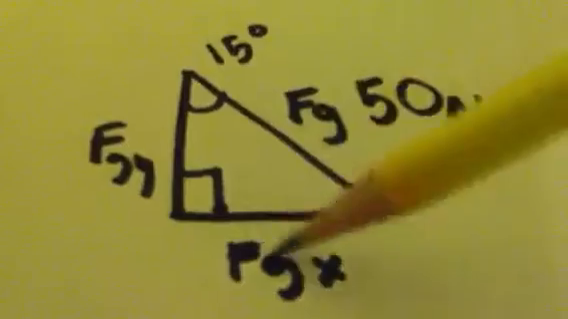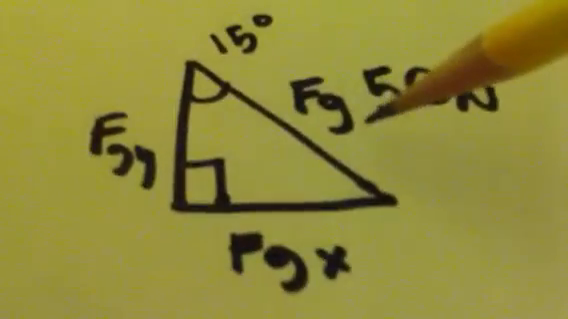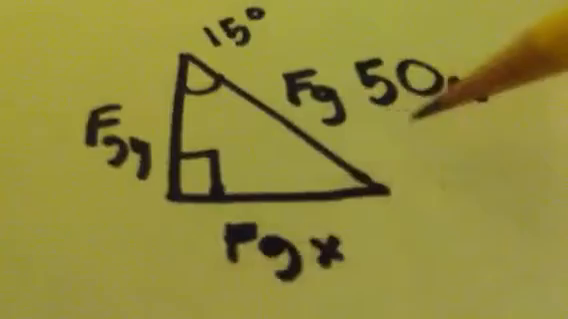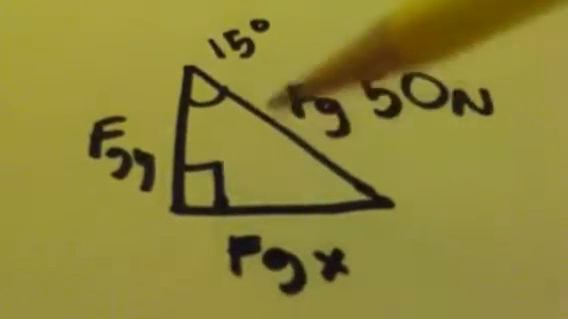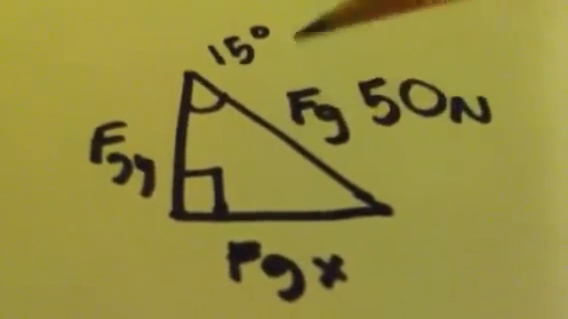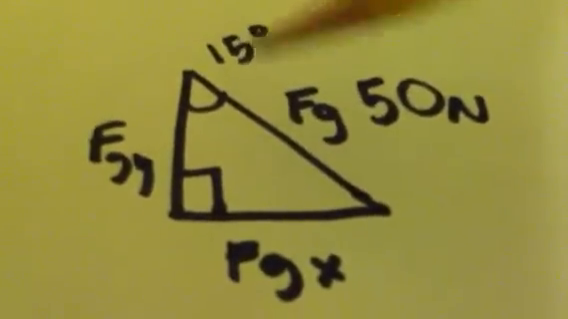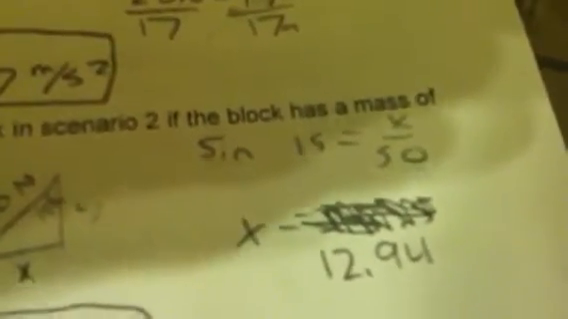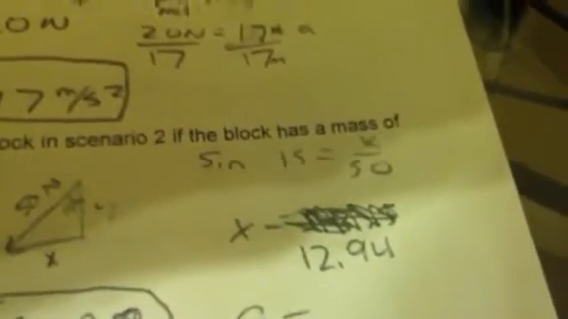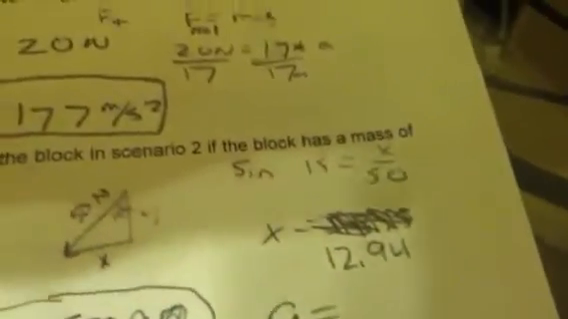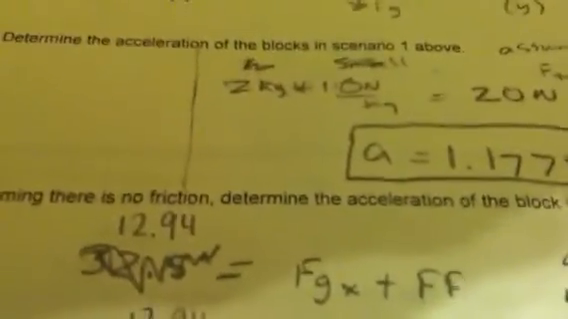Force gravity x, we're going to solve for this. So it's opposite over hypotenuse. So opposite over, so x over 50. So sine of 15 is equal to x over 50. So we'll go back to here, show it down to what you see. So sine of 15 equals x over 50. When you solve that, if you don't know how to solve it, watch my first couple videos. You get an x that is equal to 12.94.